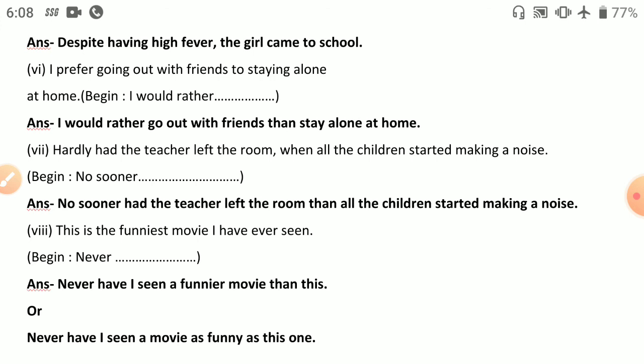Okay, last one. This is the funniest movie I have ever seen. Funniest. So it's a comparative superlative degree that is given. You have to start with "never". So in both ways you can start. Never have I seen a funnier movie than this. Funnier. This is a comparative. That's why "than". Or you can write like this. We want to make it positive. Both possibilities are fine. Never have I seen a movie as funny as this one.